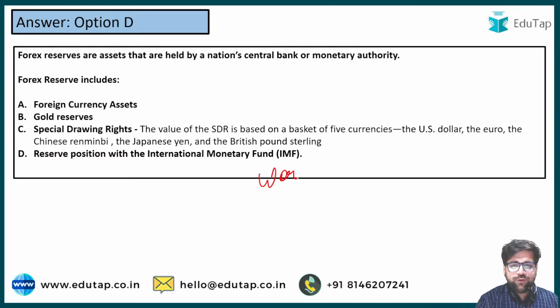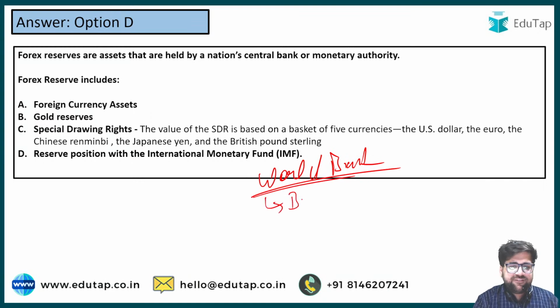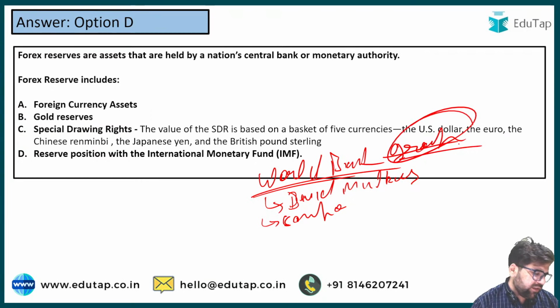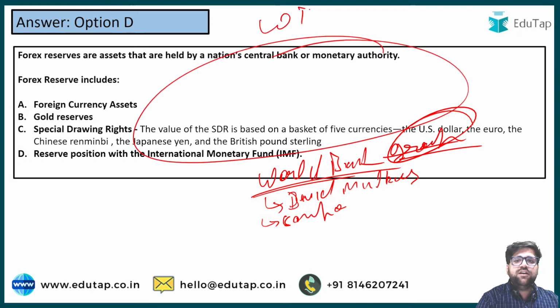Now my question to you: we have discussed the World Bank, whose current chairman is, I think, David Malpass, if I am not wrong. Now you have to tell me how many institutions there are in the World Bank. The World Bank is known as the World Bank Group. I hope you know this. How many institutions are there under this? If I make this the World Bank, how many institutions are there?